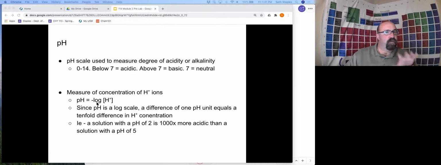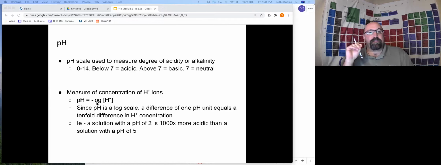If you're not familiar with logs, if you haven't seen logs in other math classes or science classes, don't worry about it too much. We're not going to be delving too much into the actual math of this. You just need to know that this is how we calculate it. For another thing, recognize that pH is a log scale. So this log really means that we're looking at factors of 10.